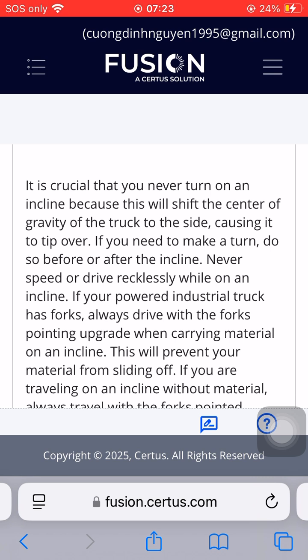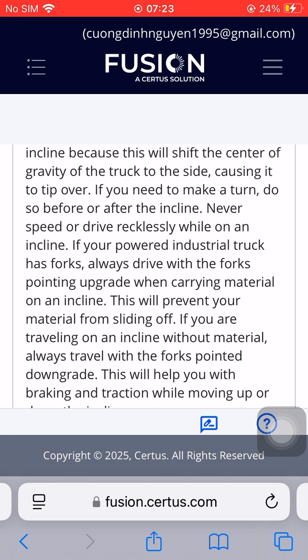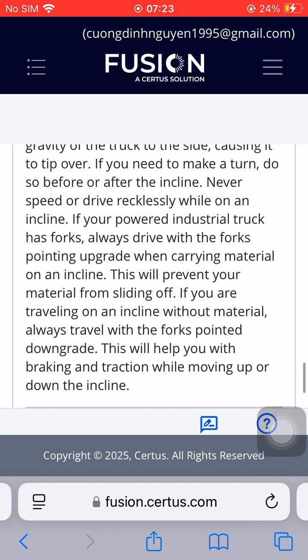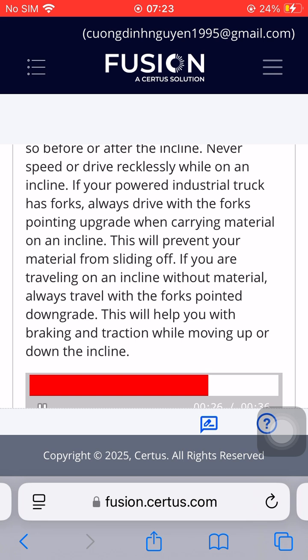If your powered industrial truck has forks, always drive with the forks pointing upgrade when carrying material on an incline. This will prevent your material from sliding off. If you're traveling on an incline without material, always travel with the forks pointed downgrade. This will help you with braking and traction while moving up or down the incline.